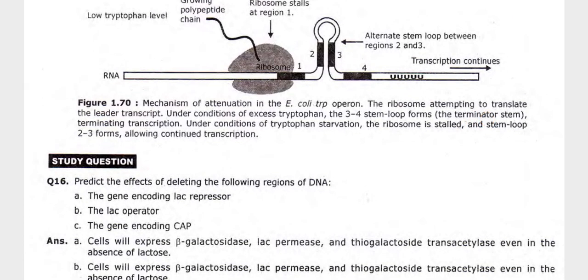So this shows the mechanism of attenuation in the E. coli trp operon. The ribosome attempts to translate the leader transcript under conditions of excess tryptophan. The 3-4 stem loop forms the terminator stem, terminating transcription. Under conditions of tryptophan starvation, the ribosome is stalled and the 2-3 stem loop forms, allowing continued transcription.